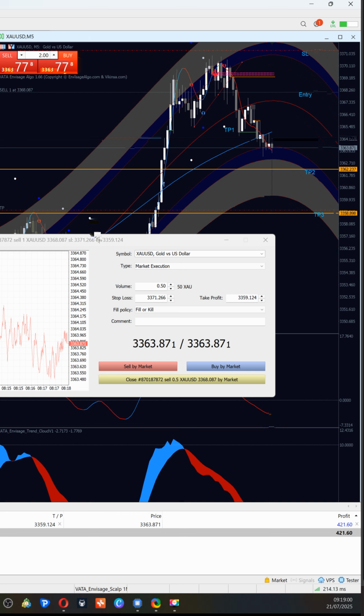Okay, now it is trying to break through this previous low here, and if it does, it is going to pick up the momentum to reach TP2.